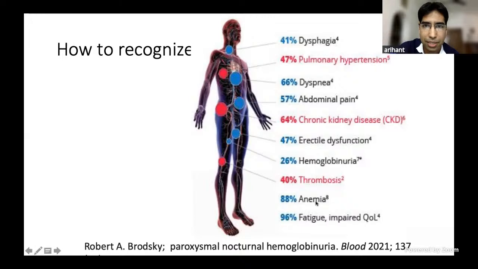These are the typical symptoms. They can be quite non-specific sometimes, such as dysphagia, pulmonary hypertension, dyspnea, and abdominal pain due to the nitric oxide steal. They can have chronic kidney disease in a significant fraction of patients, erectile dysfunction, hemoglobinuria around 26%, and thrombosis, which has been described at around 40%, while the majority will have anemia, around 88%, and 96% will complain of fatigue and poor QOL.